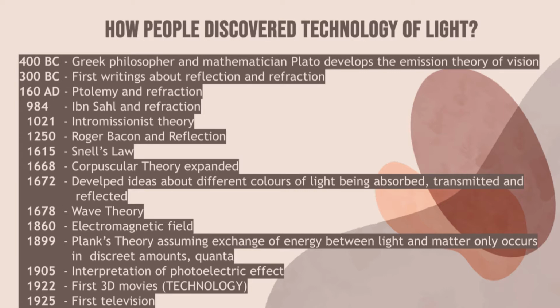Then the wave theory was discovered. James Clerk Maxwell explained that electricity, magnetism, and light are all manifestations of the same phenomenon, the electromagnetic field. Then the Planck theory assumed that the exchange of energy between light and matter only occurs in discrete amounts he called quanta. Albert Einstein published a mathematical description of the photoelectric effect. This established that light consists of particles or discrete quanta.